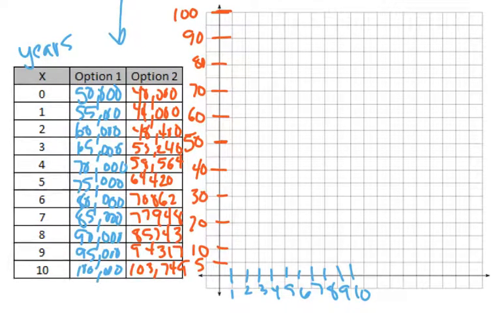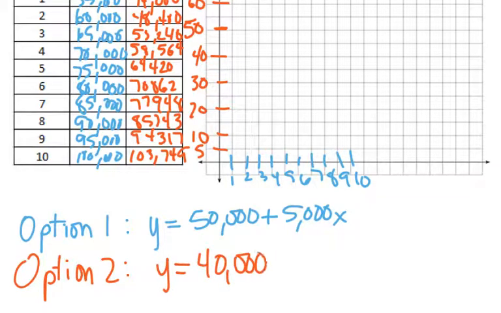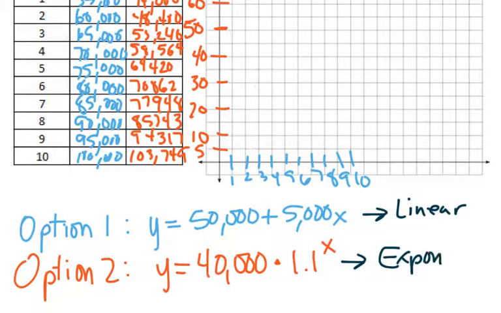All right, so you should have graphed it, and it should look something like this. We'll start with option 1, which is blue. Oh, we forgot to mention what our option 2 graph would look like, didn't we? It would be y equals 40,000, and then since we're times them by 110%, it would be times by 1.1 to the x. Okay? And what you should have noticed, okay, we've got a linear function here, and we've got an exponential function here. Okay? So we're dealing with two different types of functions, so let's see what happens.